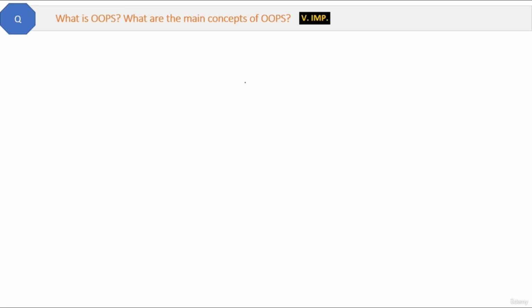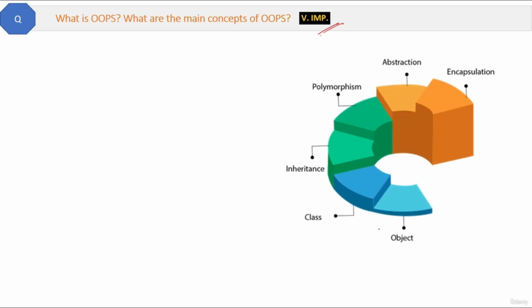What is OOPS? What are the main concepts of OOPS? This is a very important question. OOPS is nothing but a collection of a few concepts. Let's see all the concepts. Here are the main concepts of OOPS which every programmer must know: objects, classes, inheritance, polymorphism, abstraction, and encapsulation. When anyone asks you the 4 pillars of OOPS, they are inheritance, polymorphism, abstraction, and encapsulation only.